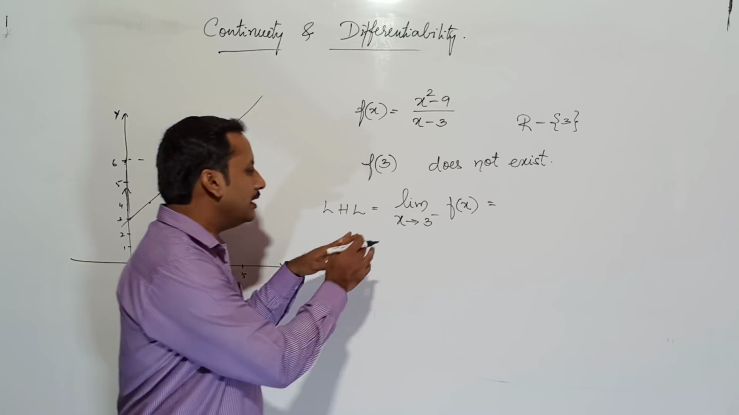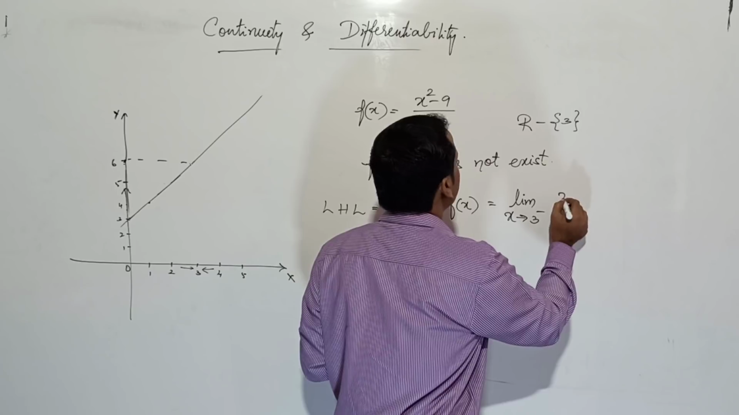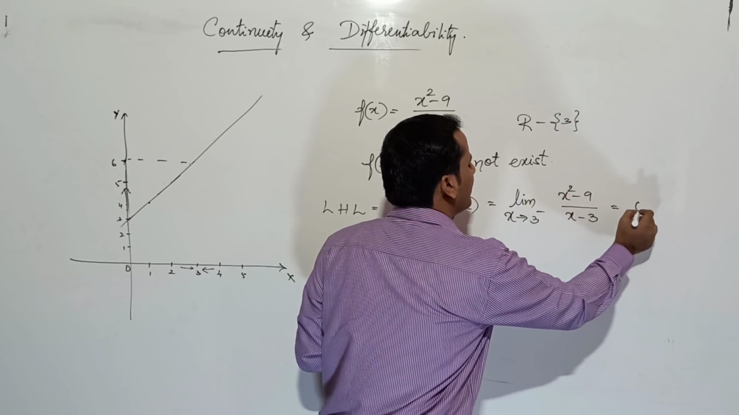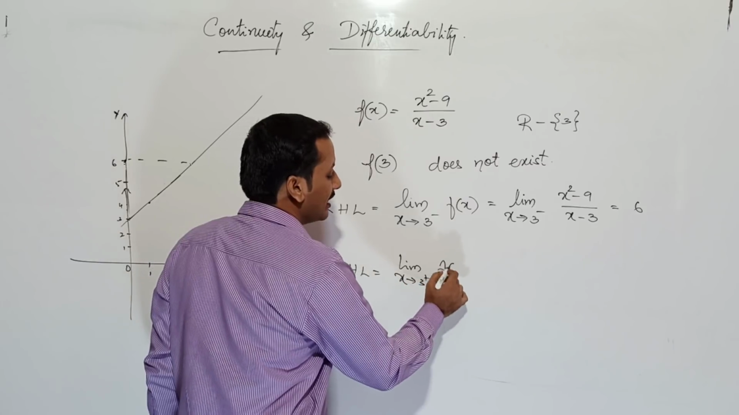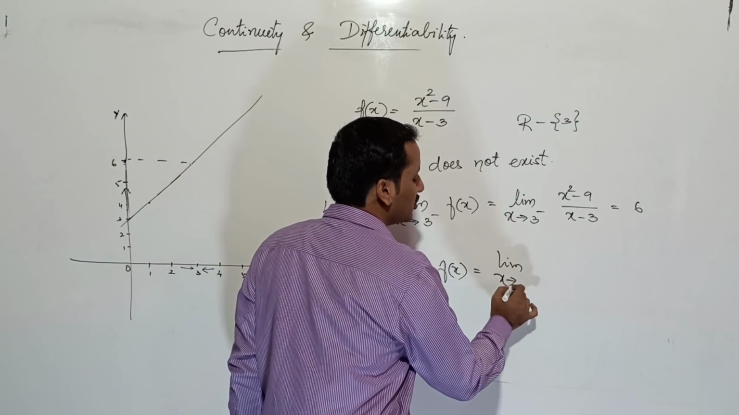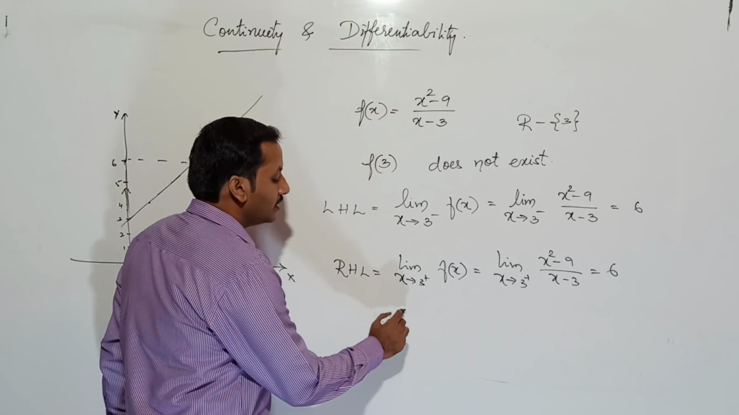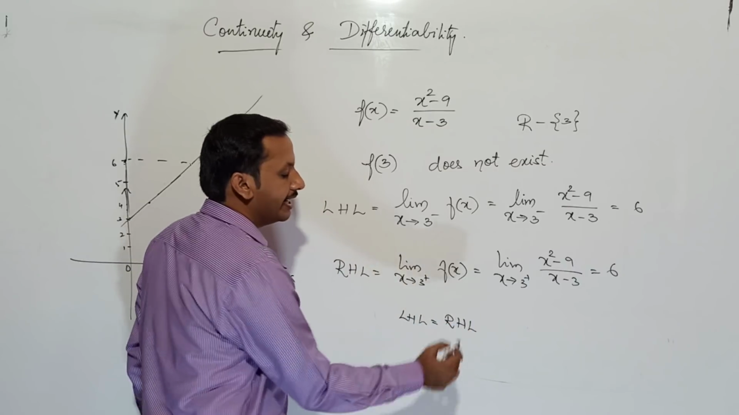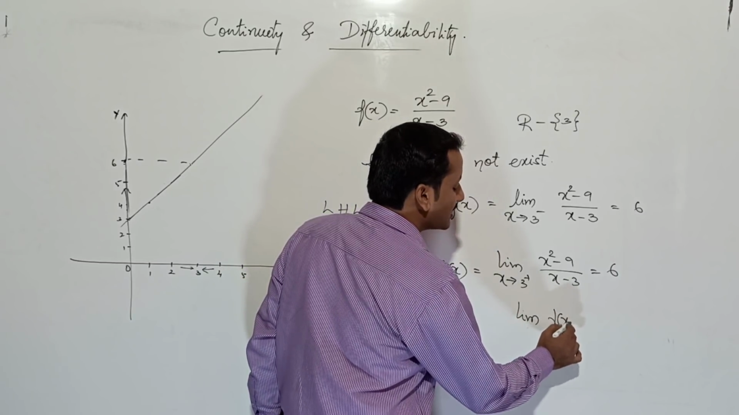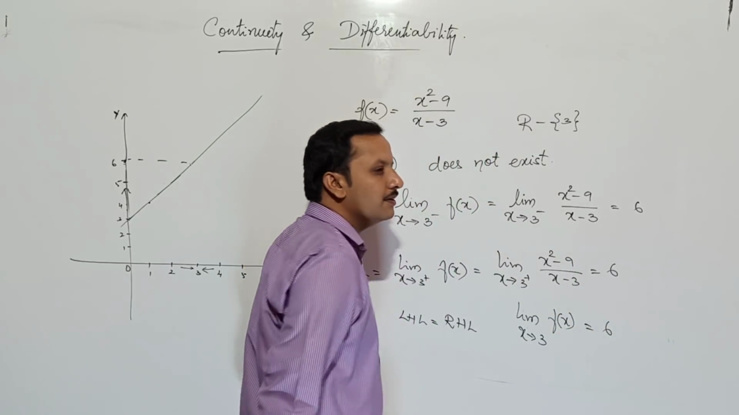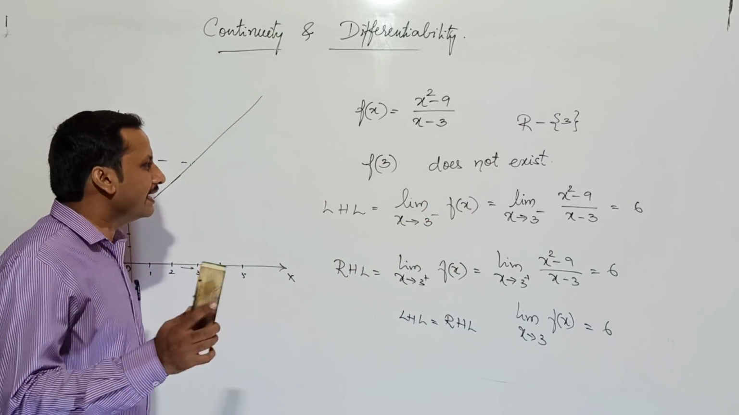So, limit x tends to 3 minus f of x, replaced by x square minus 9 divided by x minus 3, is equal to 6. Right hand limit is equal to limit x tends to 3 plus f of x, which is limit x tends to 3 plus x square minus 9 divided by x minus 3, which is also equal to 6. So as you can observe, left hand limit is equal to right hand limit. Therefore, we say limit exists and we write limit of f of x as x approaches 3 is equal to 6. Okay. So limit exists here. Then let me take another example.